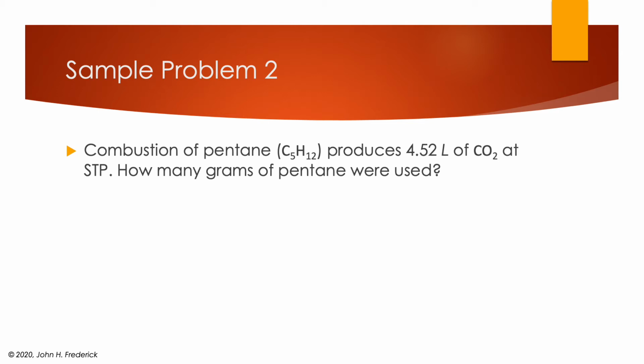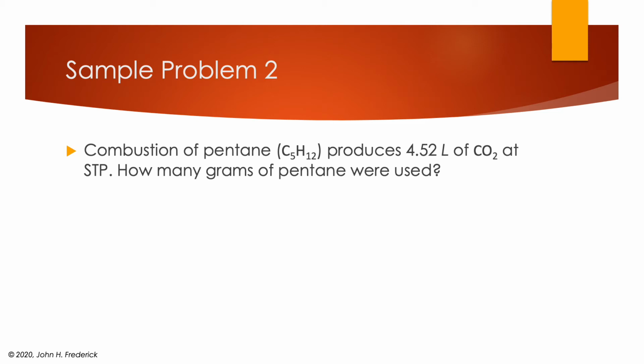So now we might go a step farther and consider another sample problem which involves an actual chemical reaction. In this case, we're going to combust pentane, which is C5H12, and we're going to say that by combusting a certain amount of pentane, it produces this 4.52 liters of carbon dioxide at standard temperature and pressure. So what we want to know is how many grams of pentane were used. So remember how we approach these problems. What I have is an amount of carbon dioxide, and I can use that amount to find out how many moles of carbon dioxide I have, which we have just done. What I want is how many grams of pentane are used in the reaction.